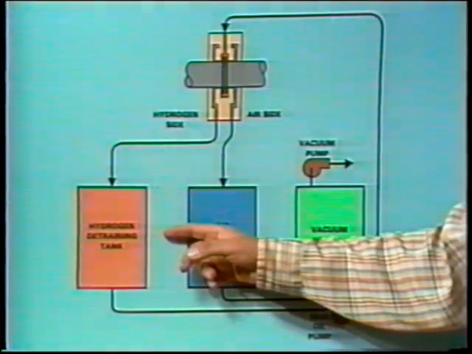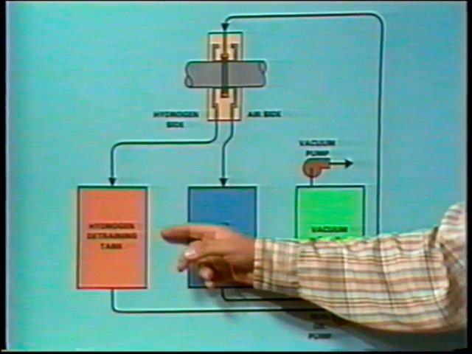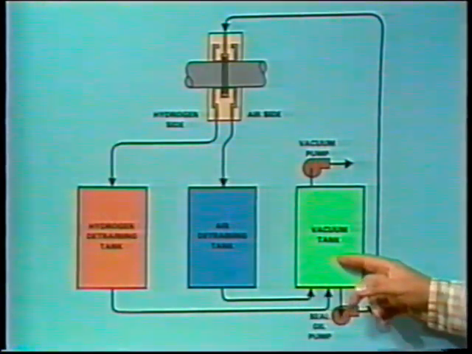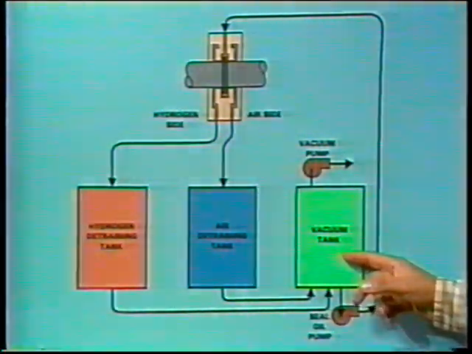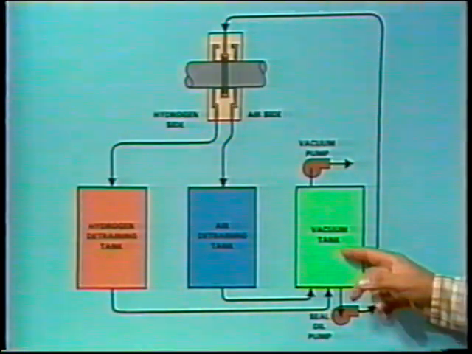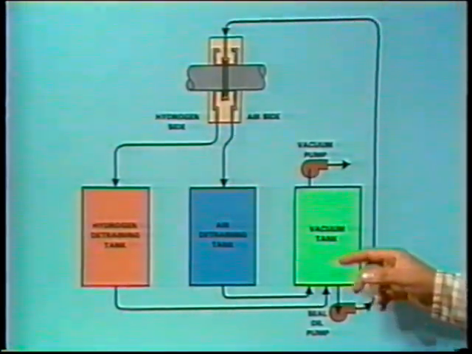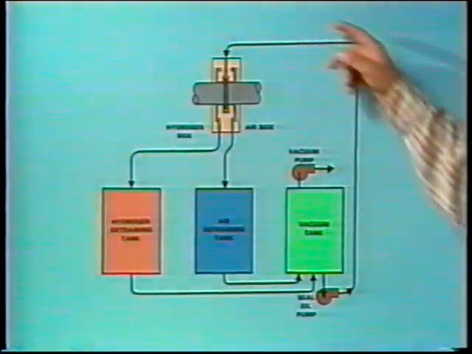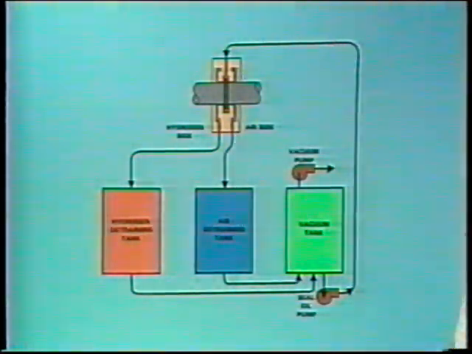The hydrogen detraining tank works like the air detraining tank, only now hydrogen is bubbled off. After leaving the tank, oil enters the vacuum tank, where we left off before. The oil's ready now to be circulated by the seal oil pump. Oil is forced back into the seal, and the process repeats. So, that's how the hydrogen seal oil system works.